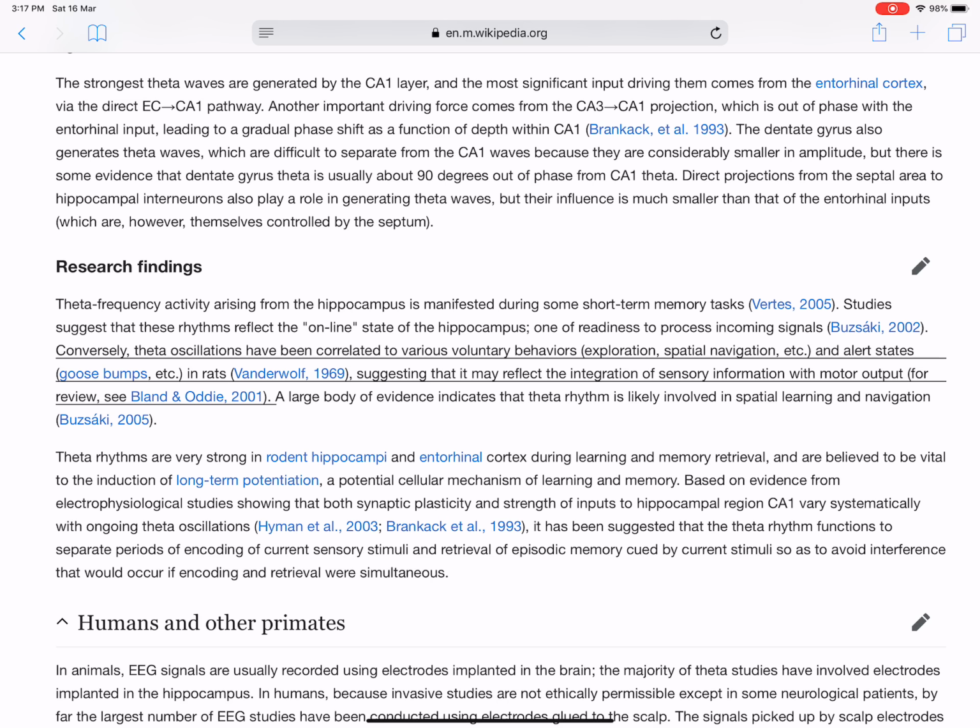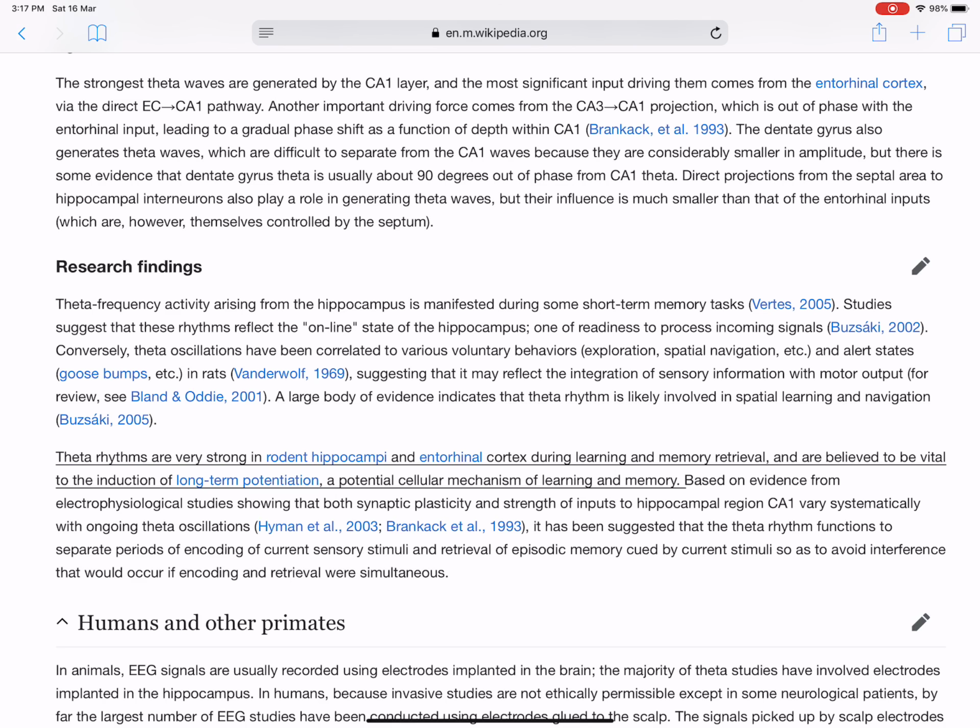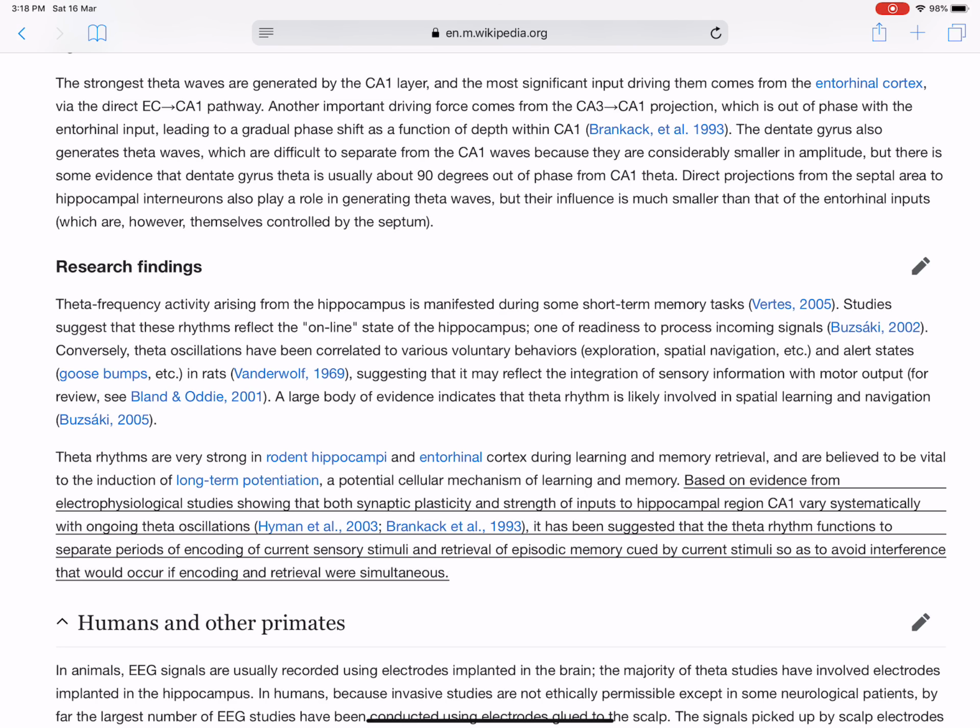A large body of evidence indicates that theta rhythm is likely involved in spatial learning and navigation. Buzsaki, 2005. Theta rhythms are very strong in rodent hippocampi and entorhinal cortex during learning and memory retrieval, and are believed to be vital to the induction of long-term potentiation, a potential cellular mechanism of learning and memory. Based on evidence from electrophysiological studies showing that both synaptic plasticity and strength of inputs to hippocampal region CA1 vary systematically with ongoing theta oscillations.